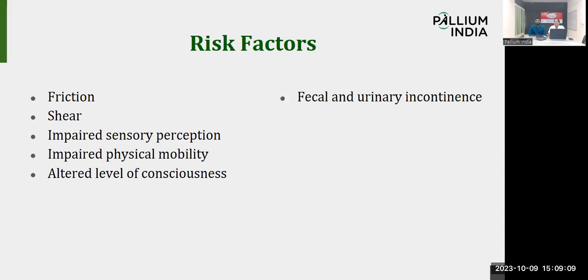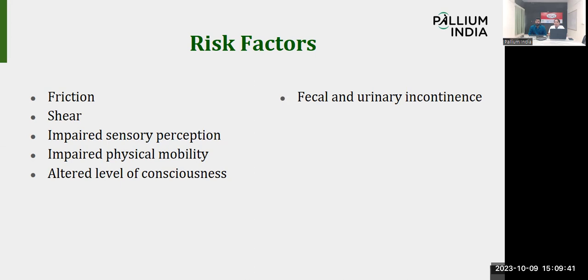Okay, so fecal and urinary incontinence. How is this causing bed sore? Yeah, you can speak in Hindi also. I know Hindi. You can speak in Hindi, no problem. Fecal and urinary incontinence, how can it lead to bed sore? What will happen if fecal and urinary incontinence happens?